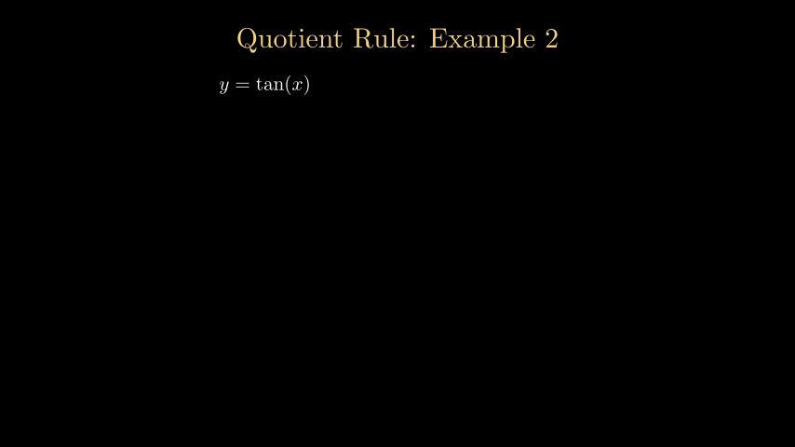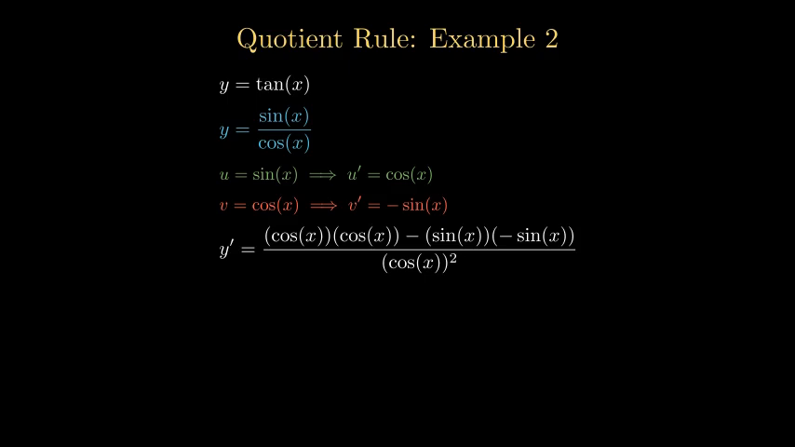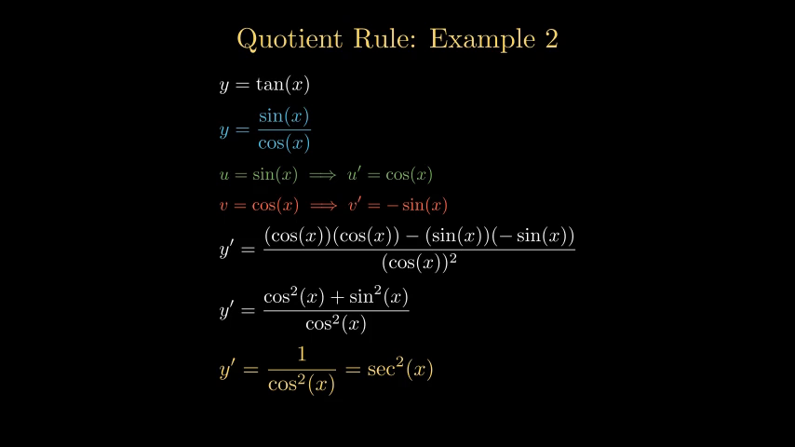Let's find the derivative of tangent of x using the quotient rule. We can rewrite tangent as sine of x over cosine of x. u is sine, so u prime is cosine. v is cosine, so v prime is negative sine. Applying the quotient rule gives this expression. This simplifies beautifully to cosine squared plus sine squared, over cosine squared. By the Pythagorean identity, the numerator is 1. 1 over cosine squared is exactly secant squared x.